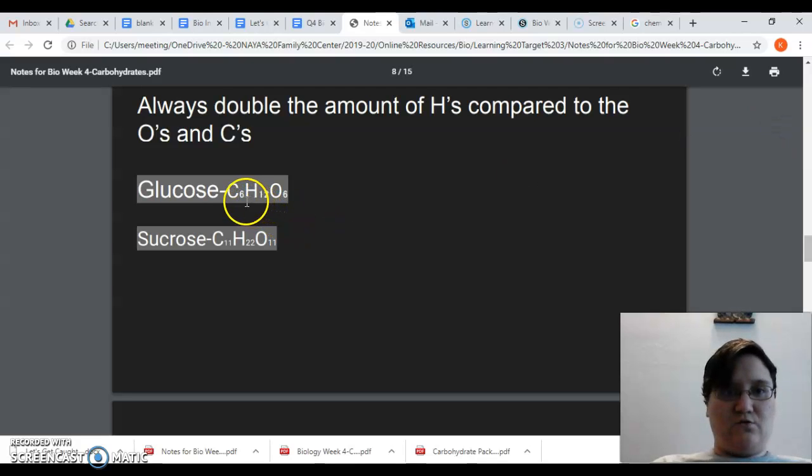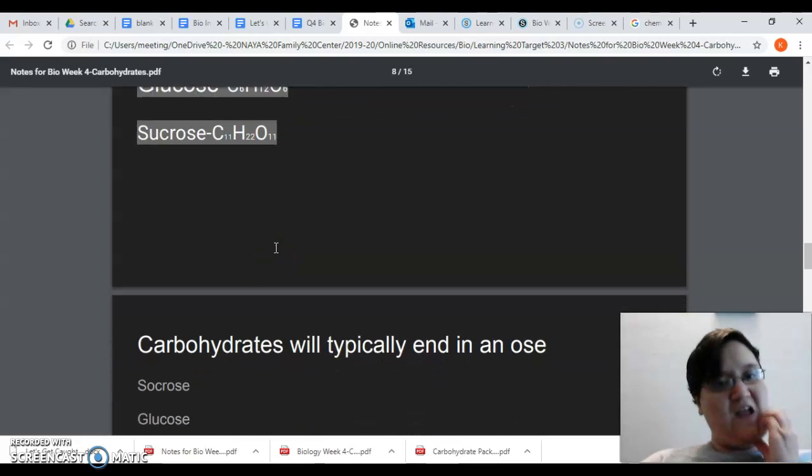All right. So I don't think I need to go over this again, but just to show you again, glucose, there's 12 hydrogens, so that means there's 6 carbon, 6 oxygen, double. For sucrose, there is 22 hydrogen, so that means we have to have 11 carbon, 11 oxygen, right? Just basic math, so you're just doubling.